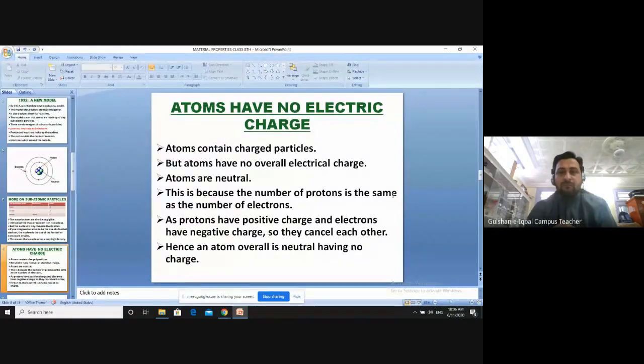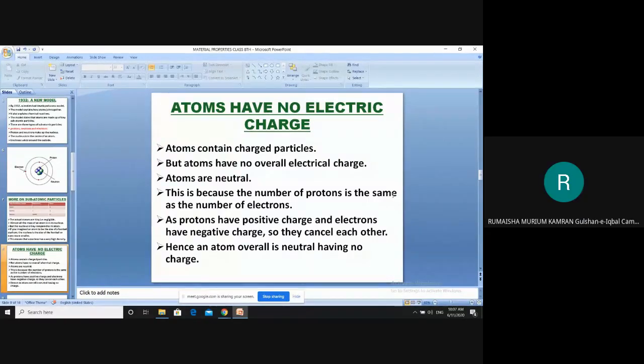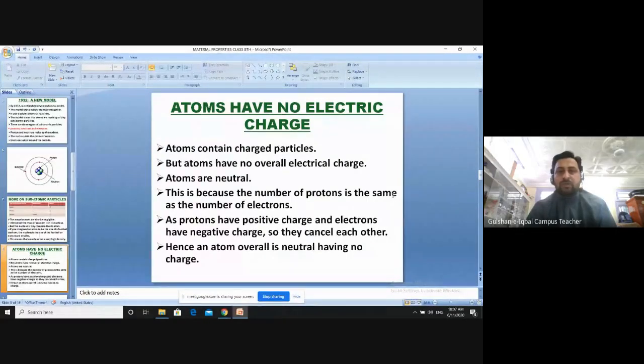Okay, for example if the positive particles are 2, the negative particles are also 2, and we know that when there are two values which are the same but opposite in their mathematical signs, they can cancel each other. When they cancel each other, the overall charge on the atom becomes neutral. So there is no charge on the atom overall, okay?